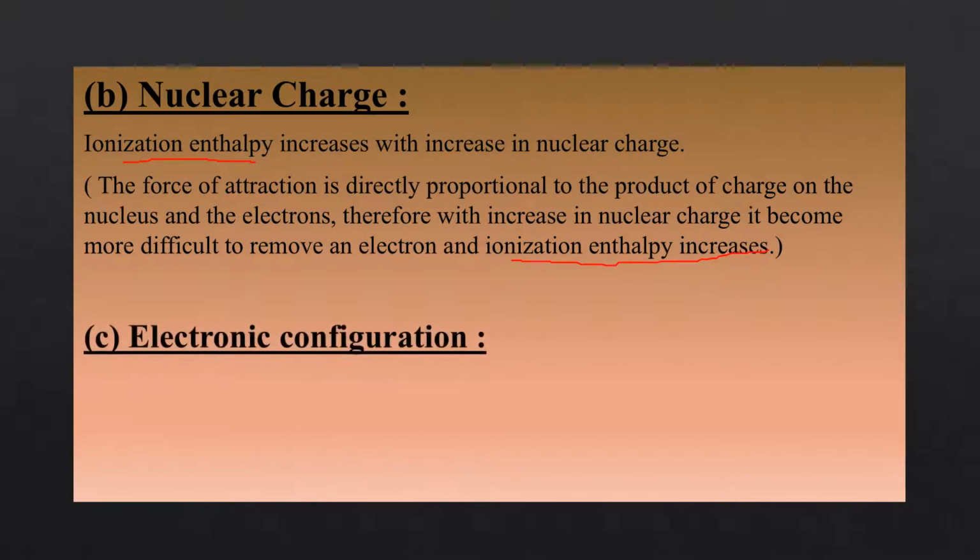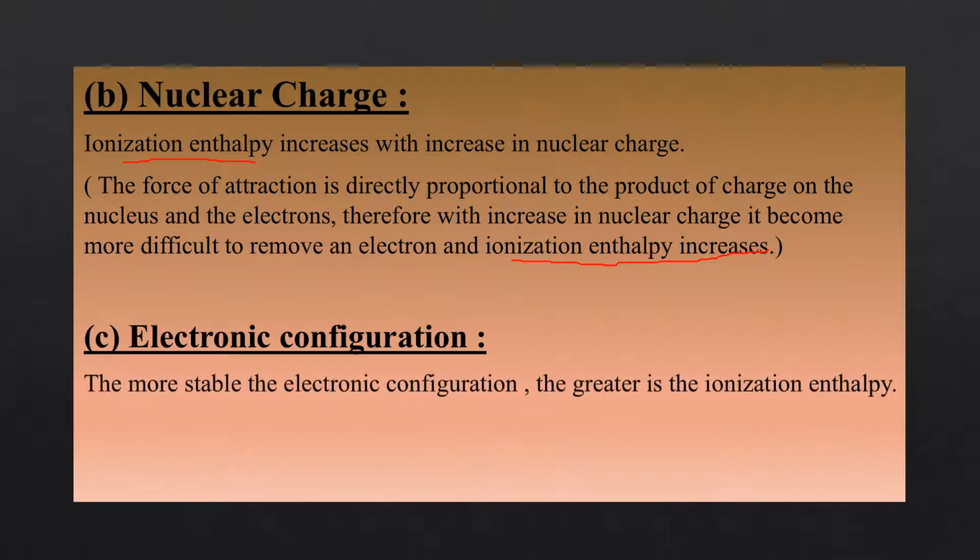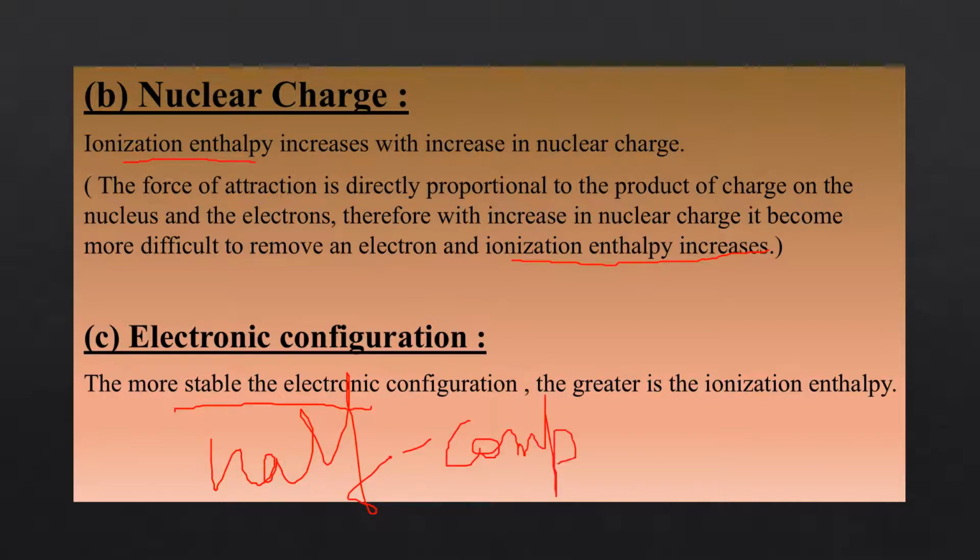Now the third factor is electronic configuration. For this, the more stable the electronic configuration, the greater is the ionization enthalpy. Basically, we get a stable electronic configuration when any of the orbitals are half filled or completely filled. अगर कोई भी ऑर्बिटल हमारे पास या तो हाफ फिल्ड हो या फिर completely filled हो, तभी हम उस कॉन्फ़िगरेशन को बोलते हैं the configuration is a stable electronic configuration. और अगर कोई भी half filled और completely filled ऑर्बिटल की कंडीशन है, so it means वो तो स्टेबल कॉन्फ़िगरेशन है.